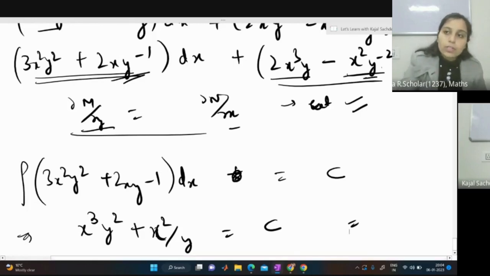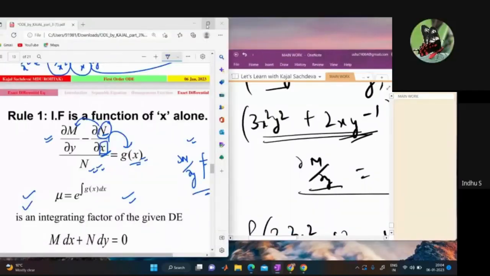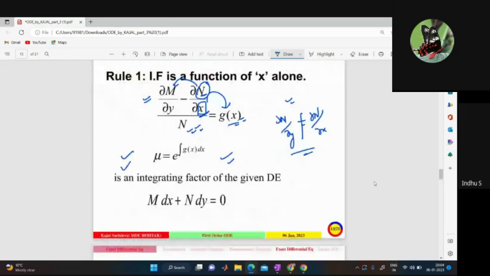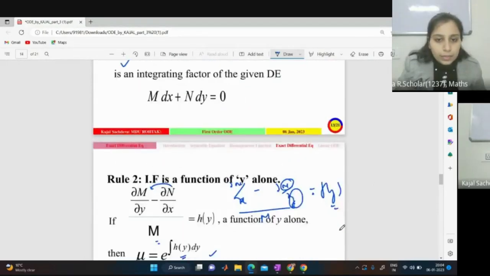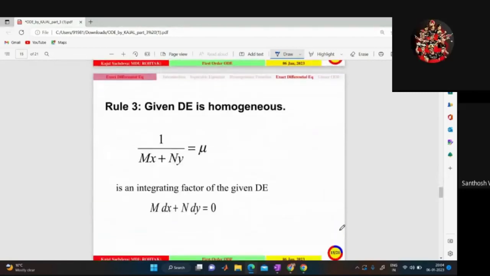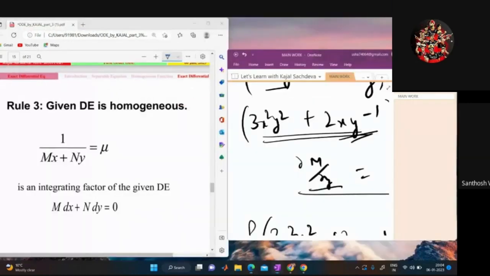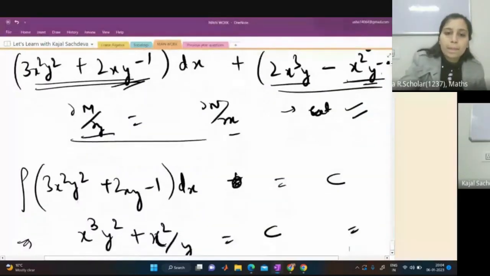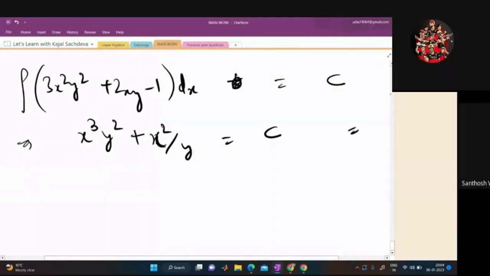So this question is based on one of the types of integrating factor. Now, minus x missing, ma'am. Yes, any doubt? Minus x missing, ma'am. Minus x, where? This is integrate, right, the constant minus 1.